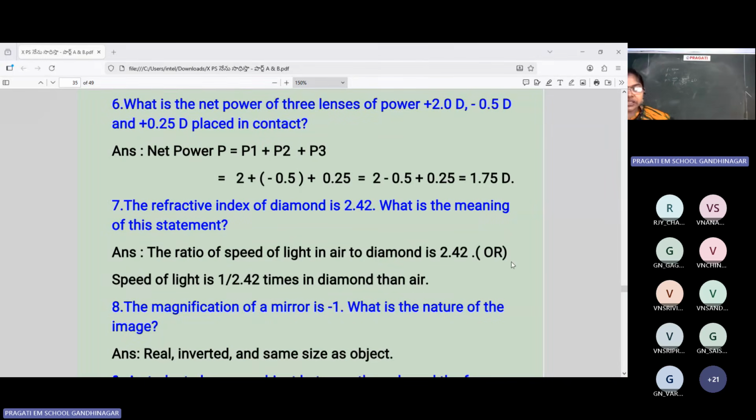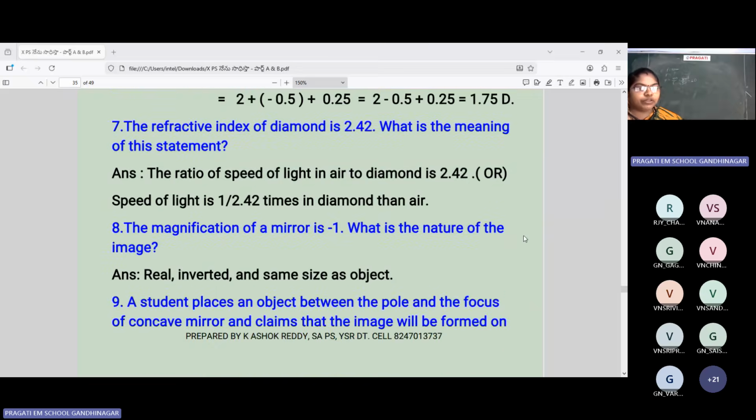Okay? See this question, it is repeated. See the seventh question. It is repeated in our cycle test. The refractive index of diamond is 2.42. What is the meaning of this statement? The ratio of speed of light in air to diamond is 2.42, or speed of light is 1 by 2.42 times in diamond than in air. 1 by 2.42 times. Remember it.